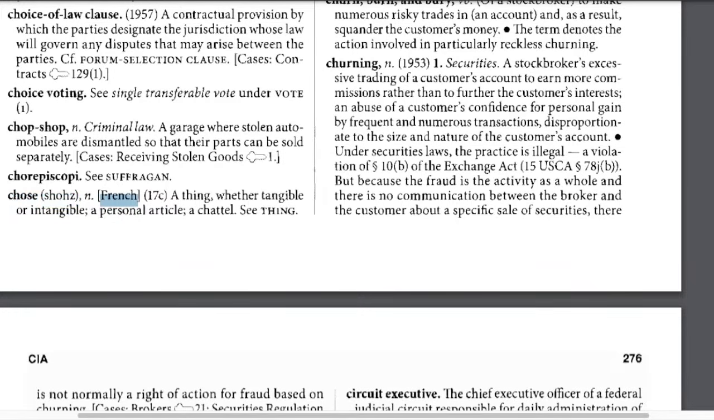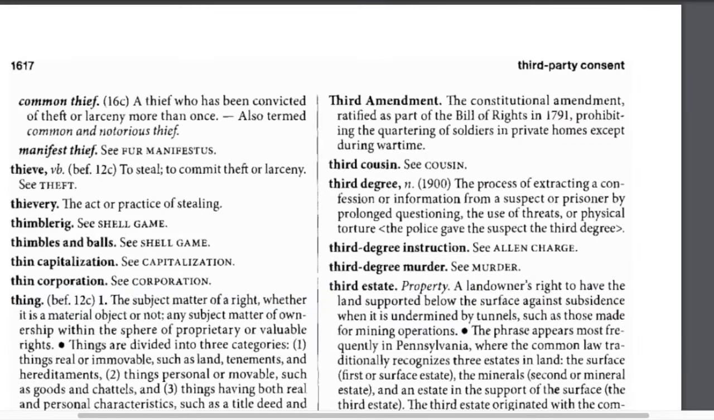That's from French, that's why it's pronounced strangely. So instead of chose, it's shows. And it's a noun, French from the 17th century. A thing, whether tangible or intangible. A personal article, a chattel. See thing. All right, so before we go any further, I think we have to take the advice and see thing, because we're not talking about just a thing. We're talking about the term thing. So let's find out what a thing is.